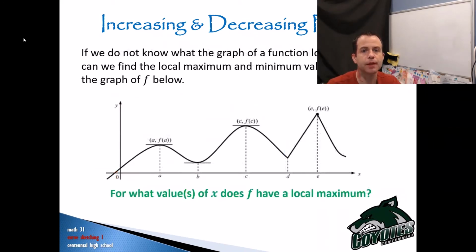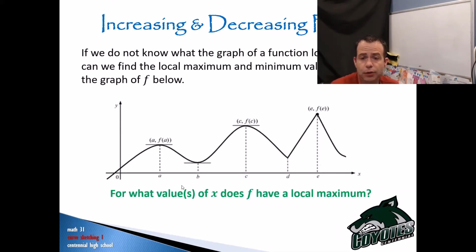Okay, so if we do not know what the graph of a function looks like, how could we find the local maximum and minimum values? Okay, so we're going to just do a couple of thought-provoking questions here. Take a look at this graph. For what value or values of x would f have a local maximum?